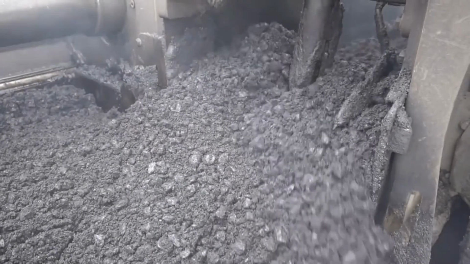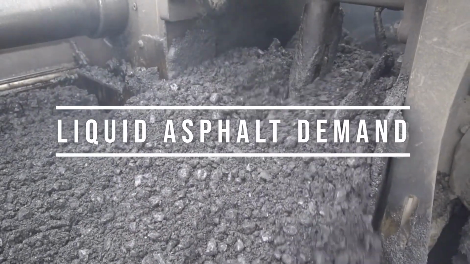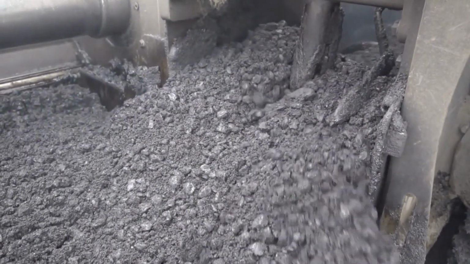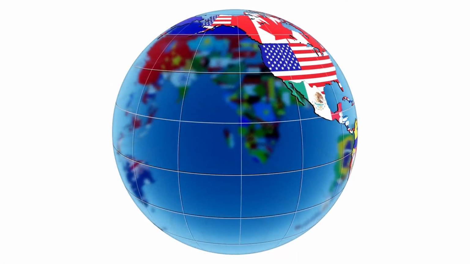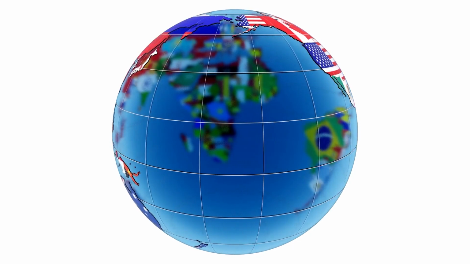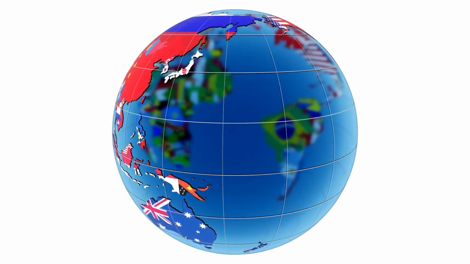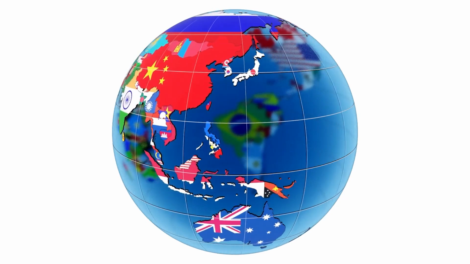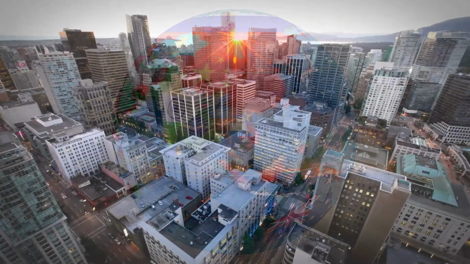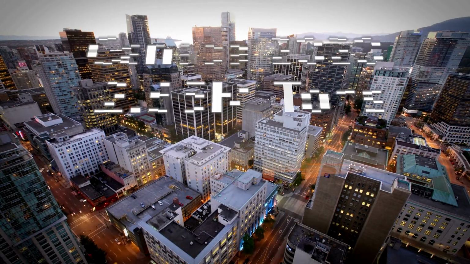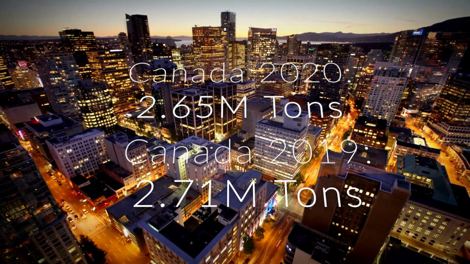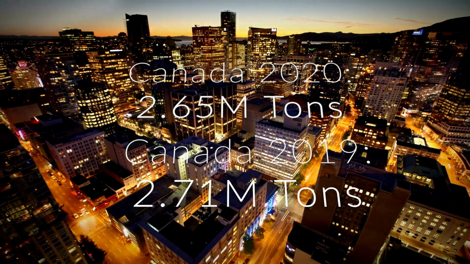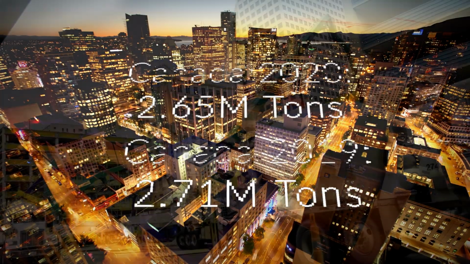In 2020, worldwide demand for asphalt binder was estimated to be 143 million metric tons. The global market is currently dominated by North America, Europe, and the Asia-Pacific regions, which combined make up over 75% of total demand. In Canada, a total of 2.65 million tons of asphalt was used in 2020, down 2% from the previous year's usage of 2.71 million tons.